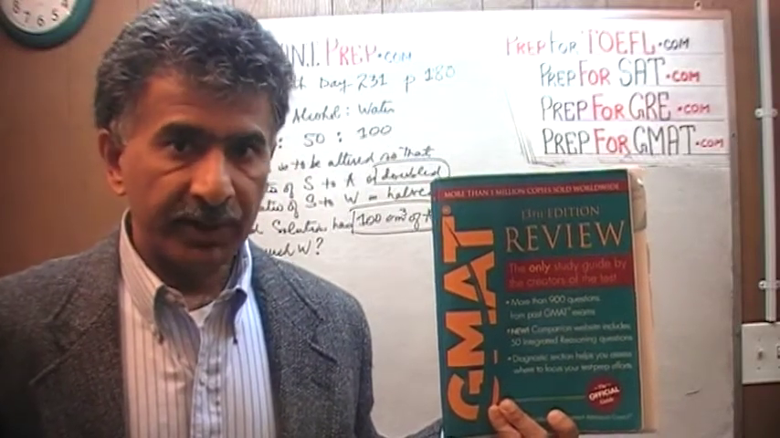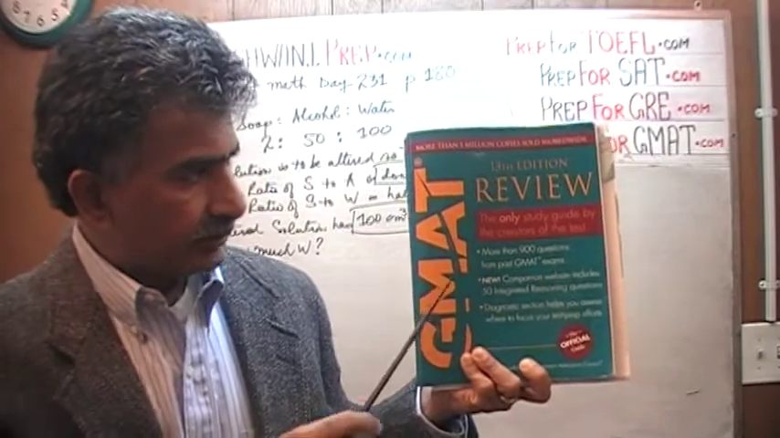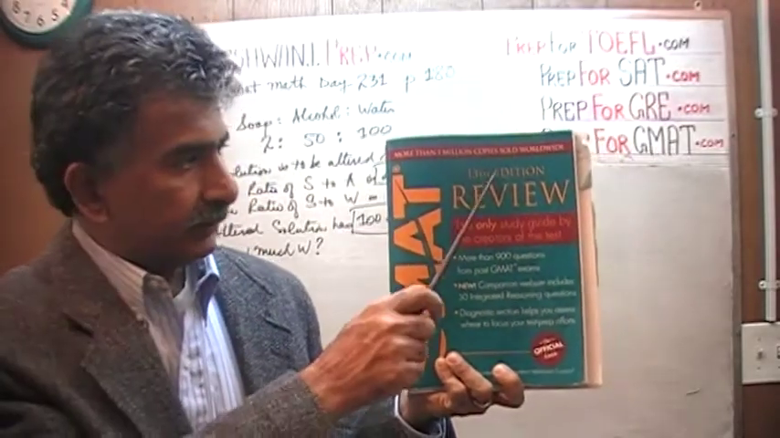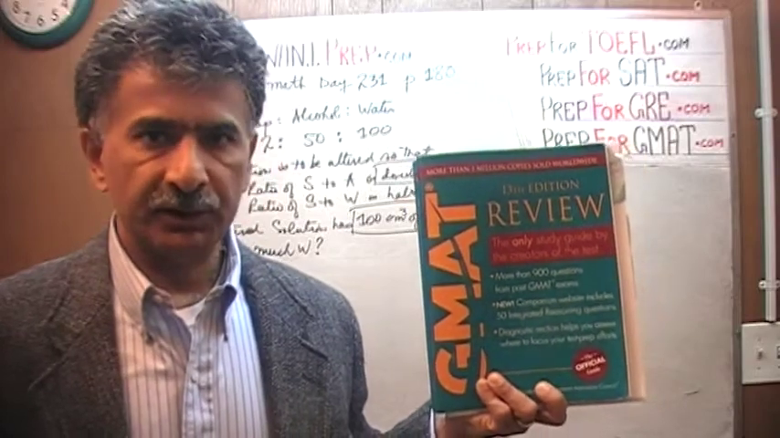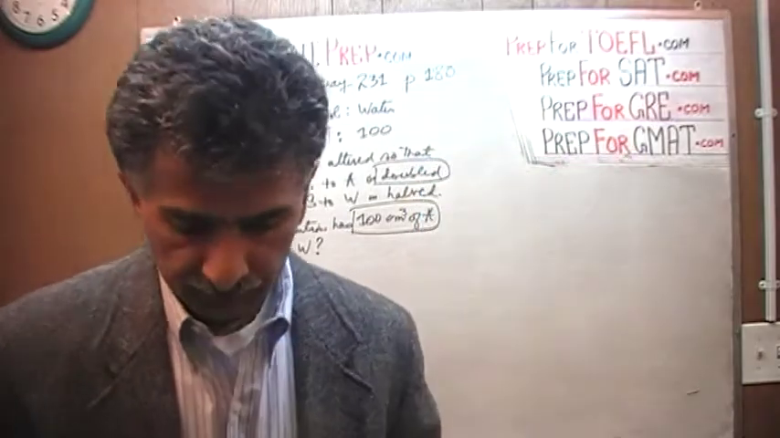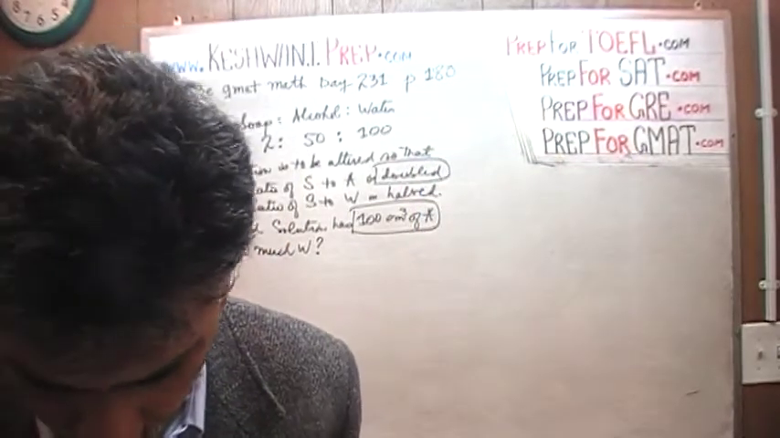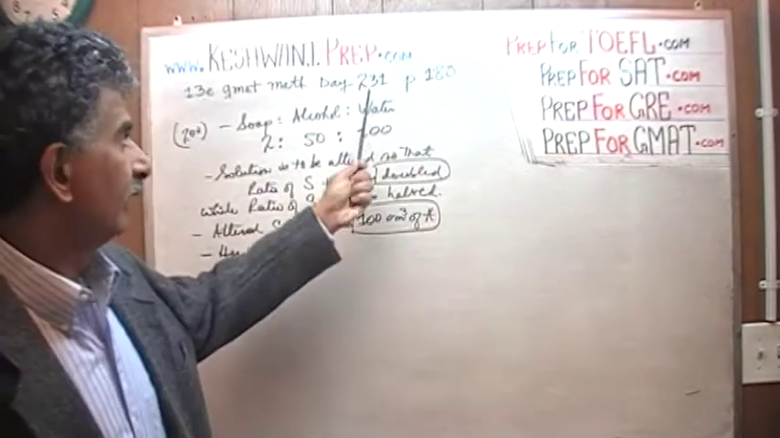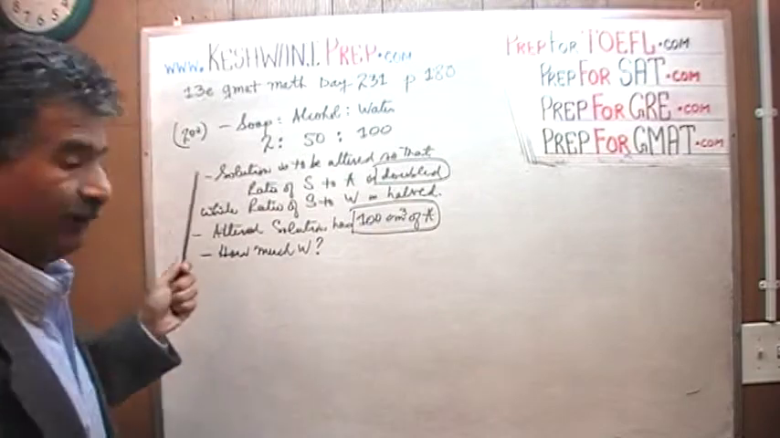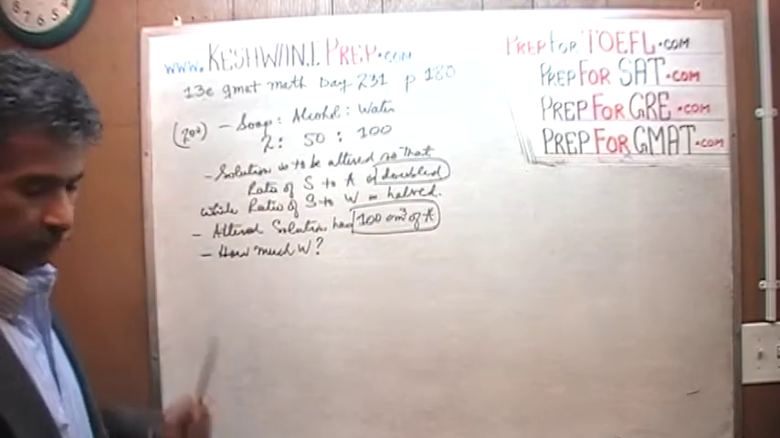We have been solving GMAT math problems out of this book here, GMAT Review, the official guide, the 13th edition. If you do not own this book already, purchase one immediately. You're going to need it. The problem that we are about to solve is on page 180. Today is our lesson number 231, the very first problem in the second column, number 200.